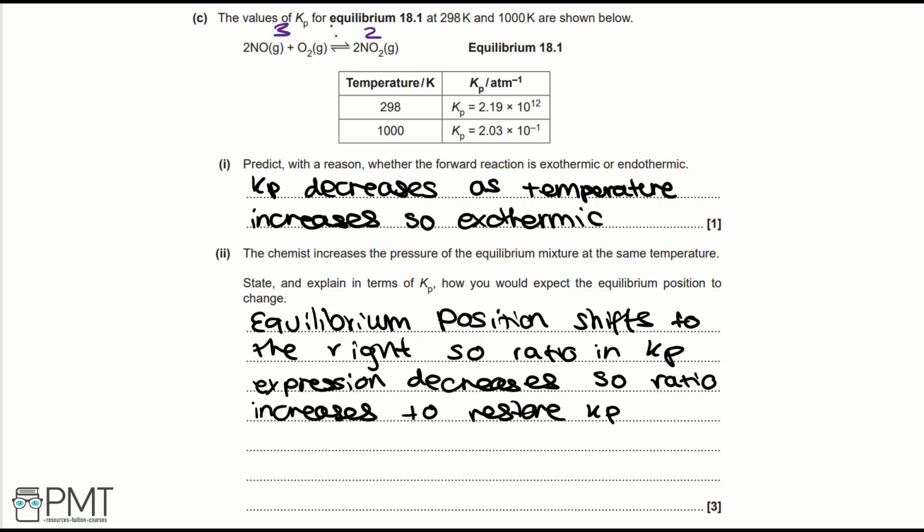To get the 3 marks for this question, you get your first mark for talking about equilibrium position shifting, your second mark talking about the ratio in Kp changing, and then your third mark for talking about the ratio increasing to restore Kp.